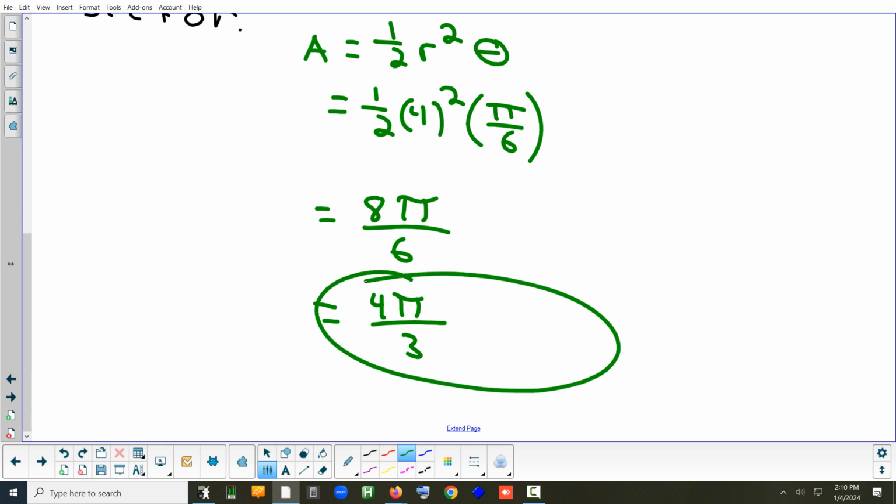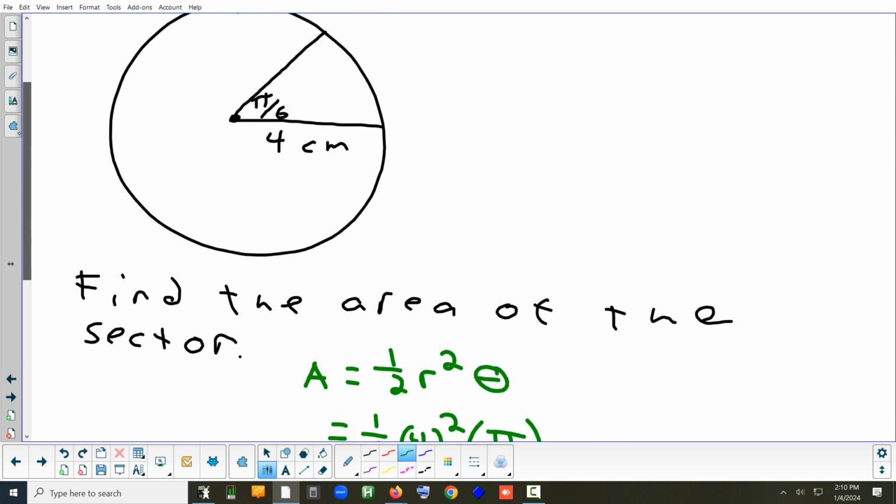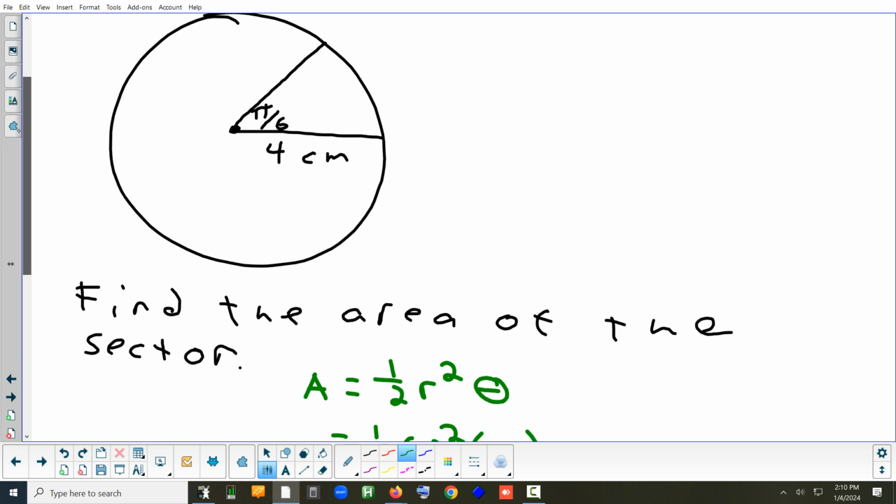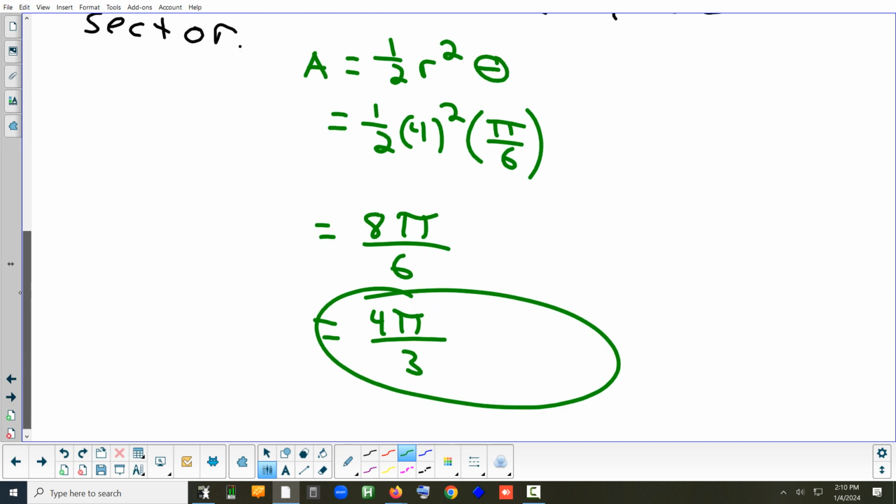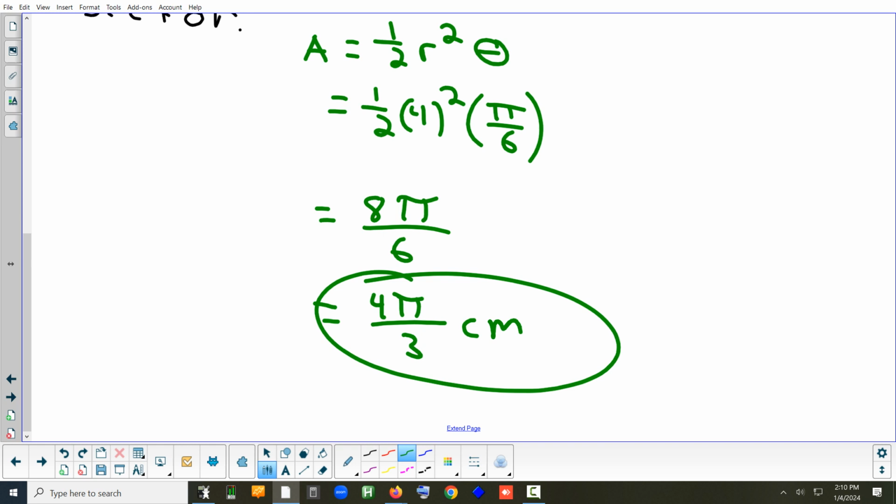And what did we just solve for? Area. So what should be the units on this? Centimeters squared, yes. Area is 2-dimensional. Square centimeters.